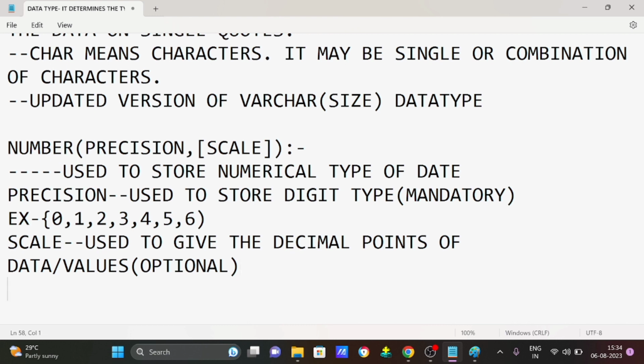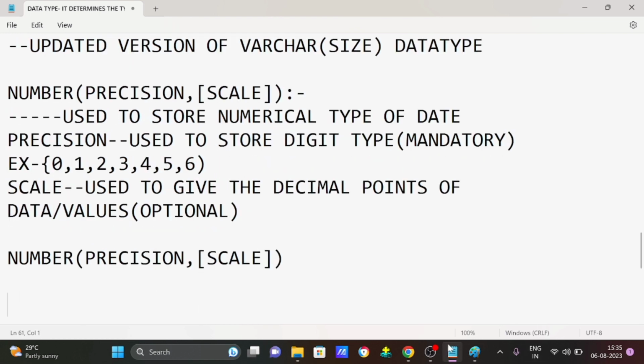Next, this particular data type, number, precision, comma, scale, acts from right to left. Means first we need to assign the scale and then precision and then the data type.